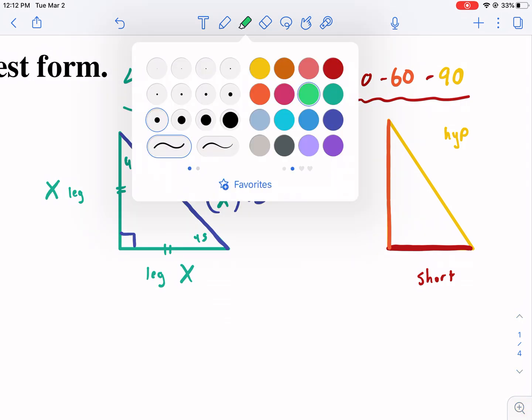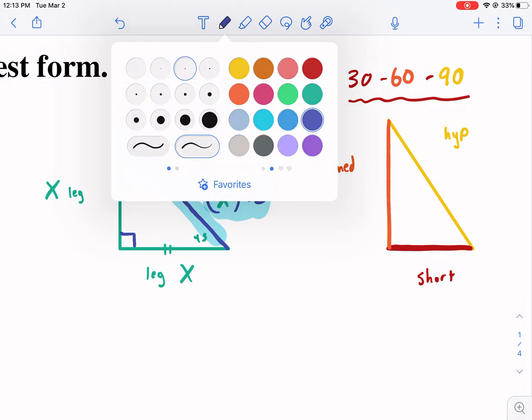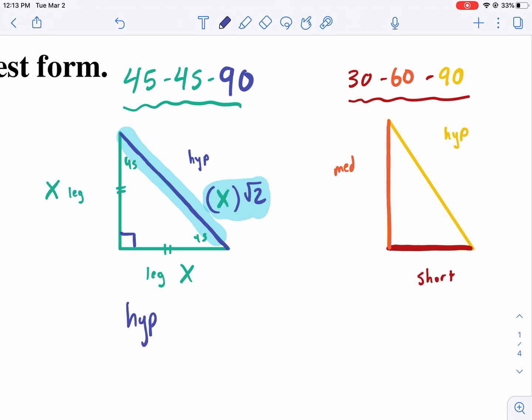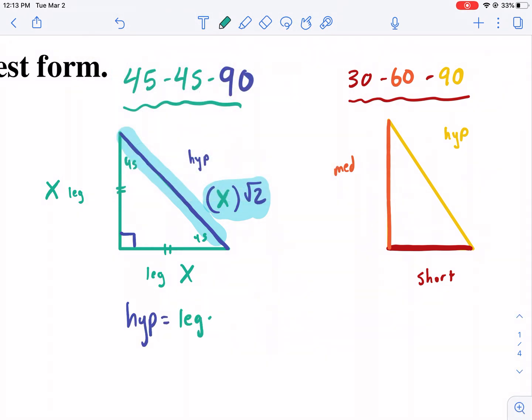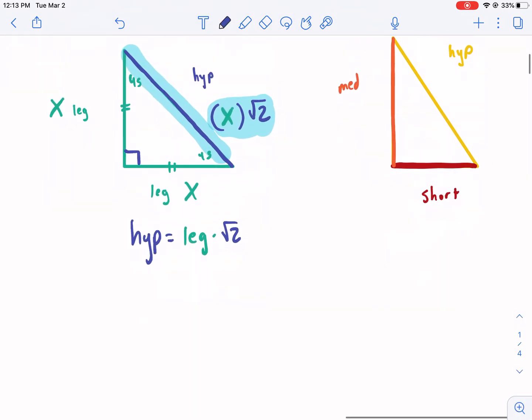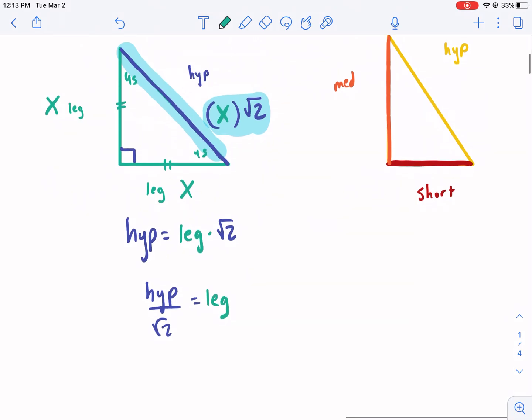Anytime you have a hypotenuse in a 45, 45, 90 triangle, it's going to be x times radical 2. The side length, and I should write this, this is the best way to do it. The hypotenuse is going to be equal to the leg times radical 2. So by the same token, if you're looking for the leg, you take the hypotenuse and you divide by radical 2. And you're going to get the leg, okay? So that's a way to go back and forth between the two.